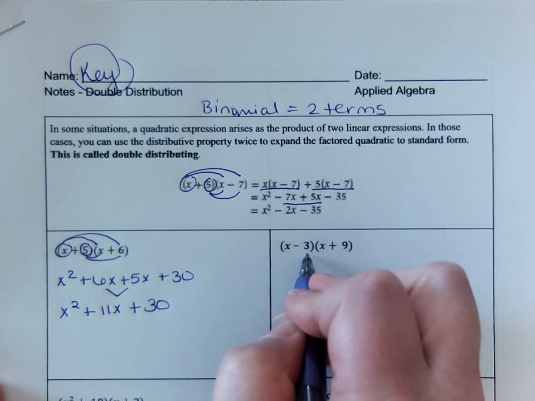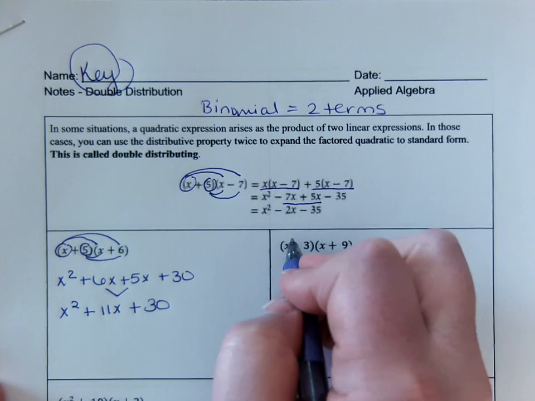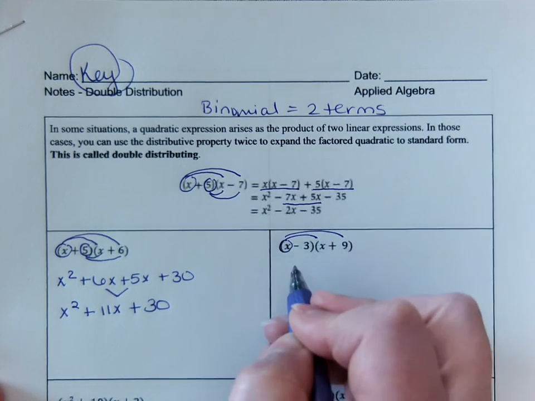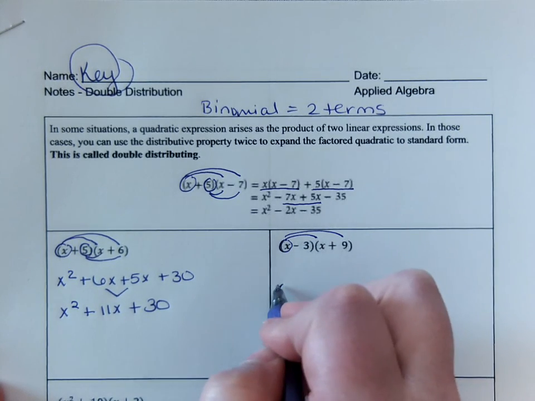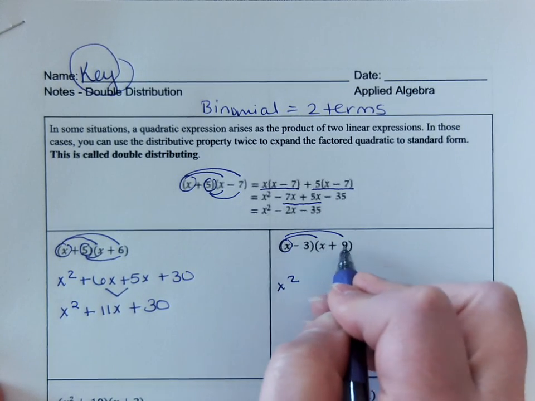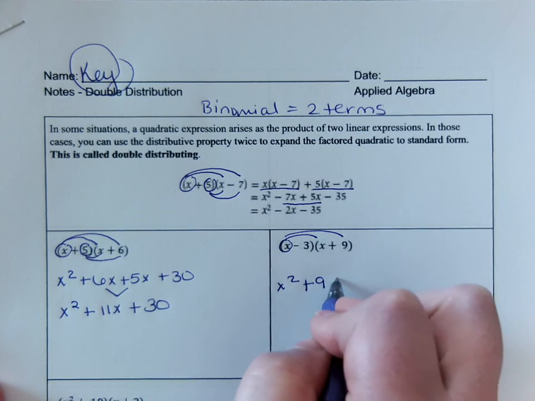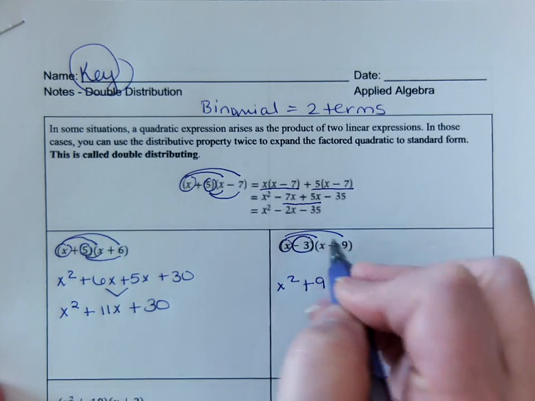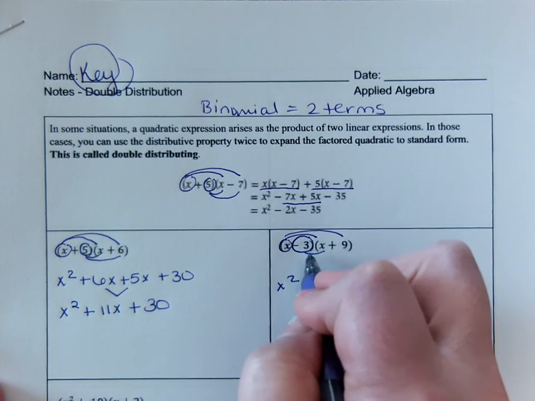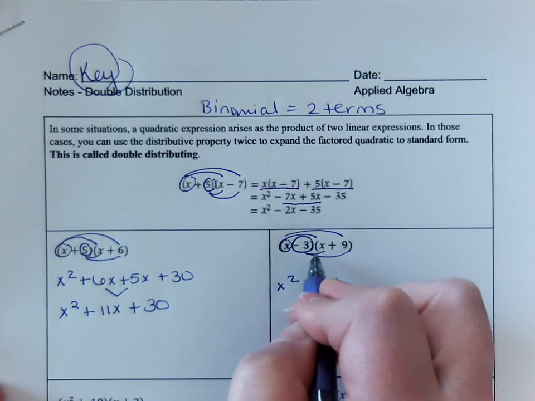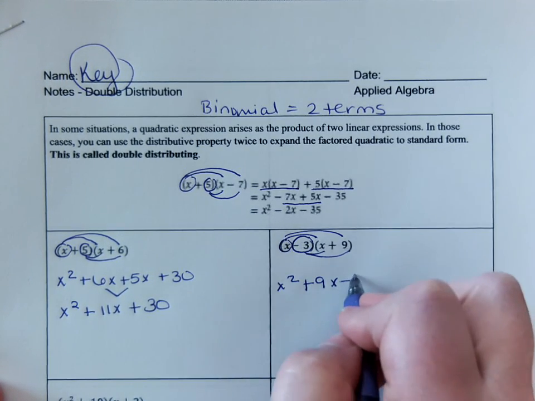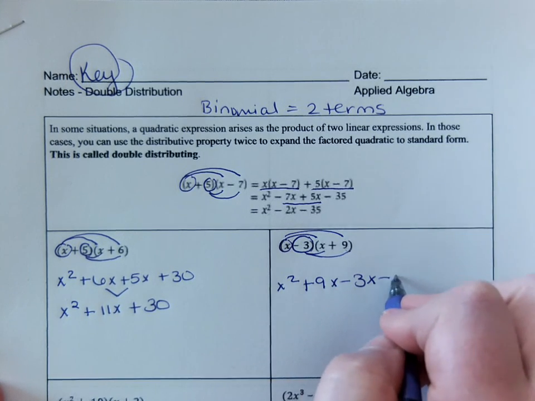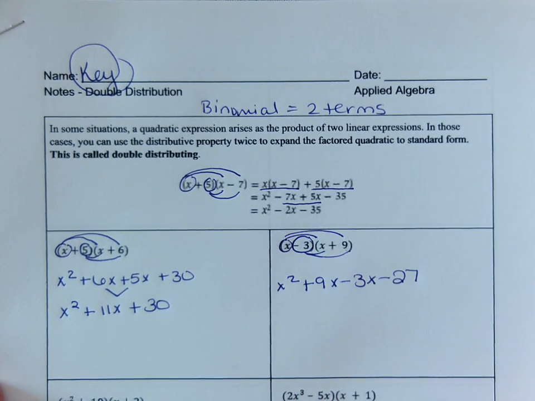Let's try it on the next expression. X minus 3 times x plus 9. I'm going to take the x and distribute it first. So x times x is x squared. X times 9 is 9x. Then we've got to multiply negative 3 to both terms. So negative 3 times x is negative 3x. Negative 3 times 9 is negative 27.